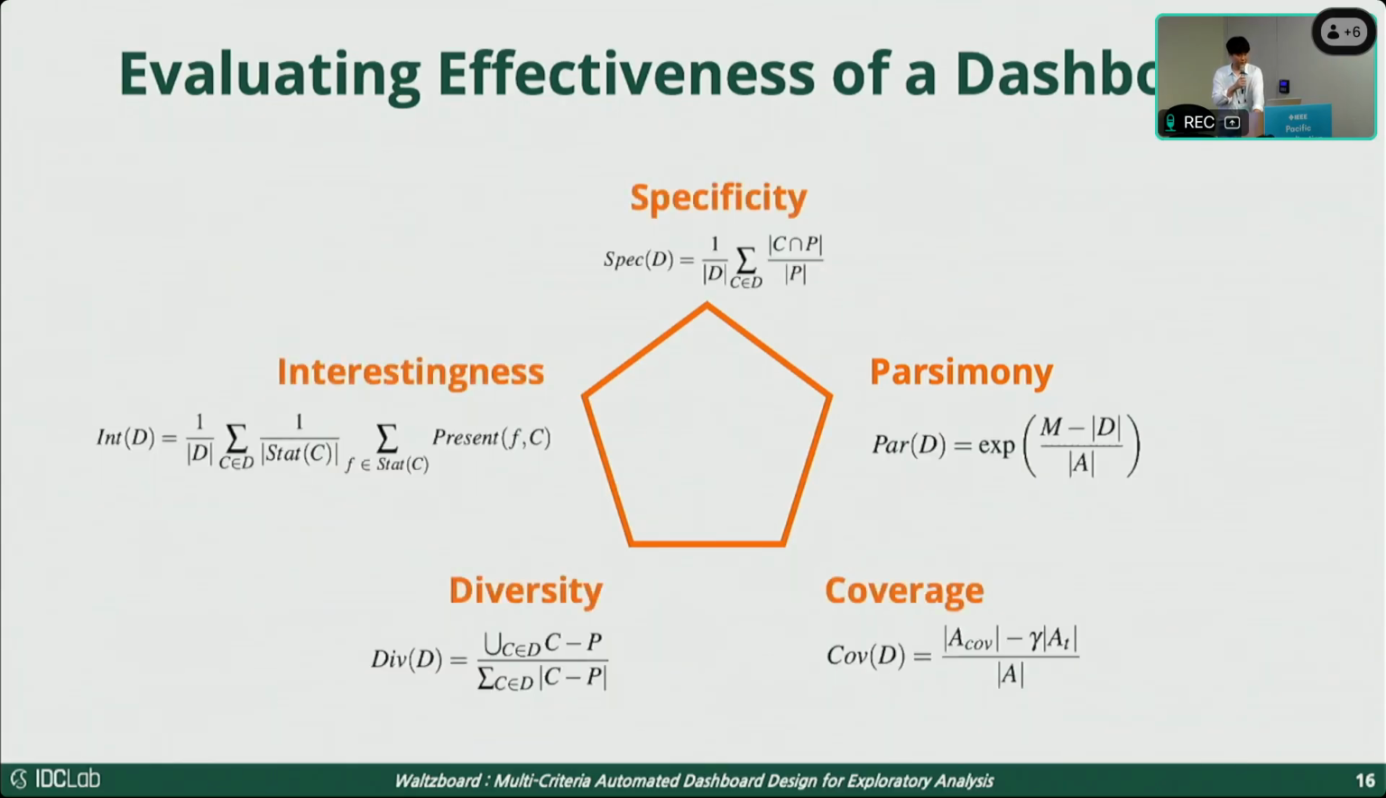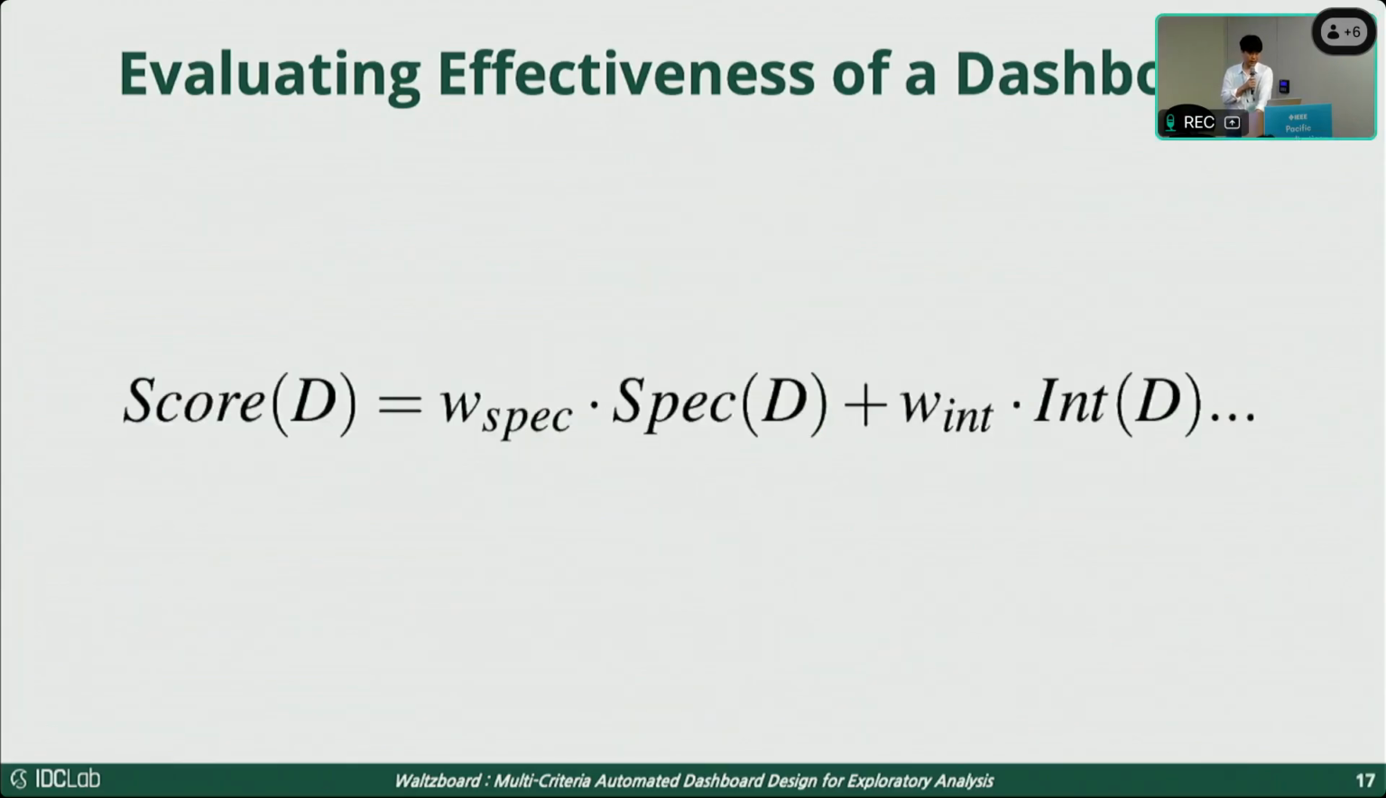Then we formalize these 5 aspects into simple quantifiable metrics. Please refer to our paper for details of each equation. The overall score for dashboard D is calculated as a weighted sum of the 5 individual measures. The weights are directly controlled by the user with the weight controller in the intent panel, allowing the system to tailor the optimization objectives to their current analytical needs.